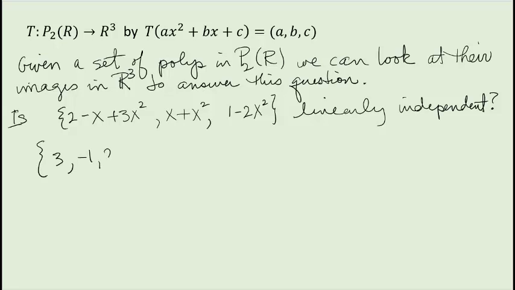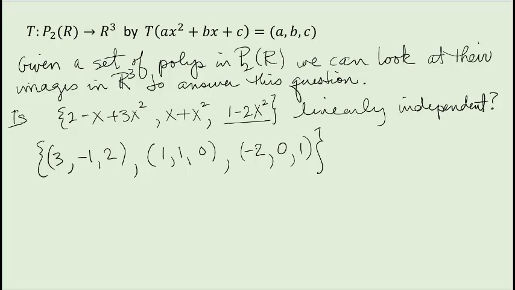3, negative 1, 2, the coefficient vectors. And 1, 1, 0, and the coefficient vectors here are minus 2, the coefficient of x squared, 0, the coefficient of x, 1, the constant. So these are the images under T of those polynomials. We could ask, are these linearly independent? And so it's easier to answer that question.